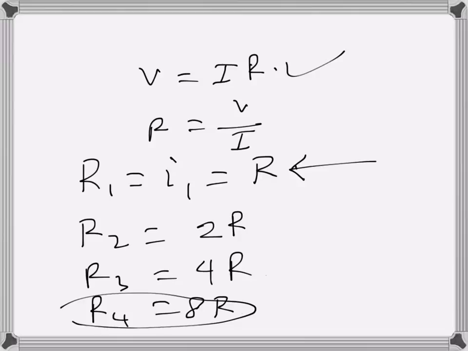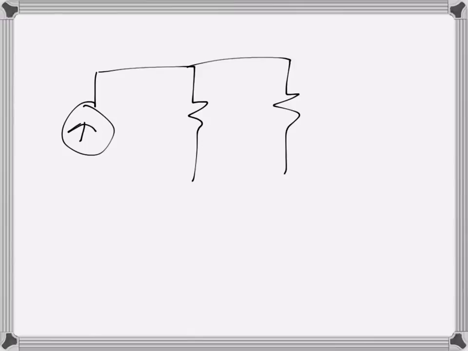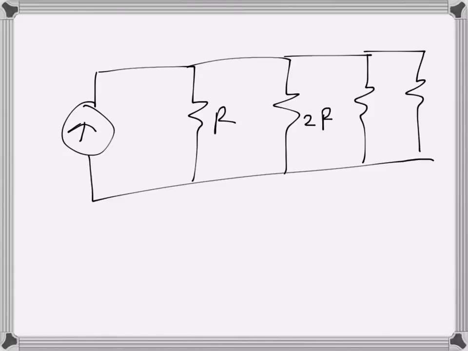Now we have found out a relationship between the resistances. So basically we have 4 resistors: R, 2R, 4R, and 8R. We don't need to know which is R1, R2, R3, R4, but it is like that. So the currents here are I1, I2, I3, and I4, like that.